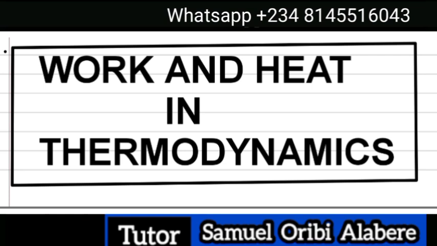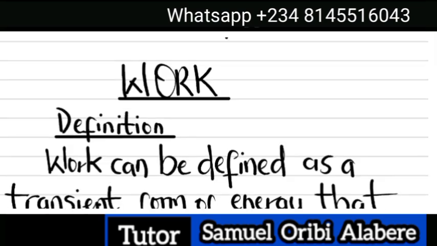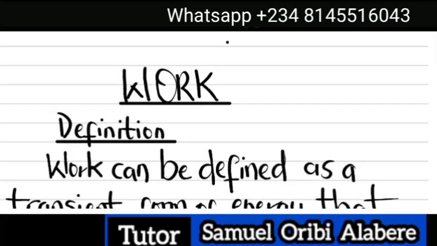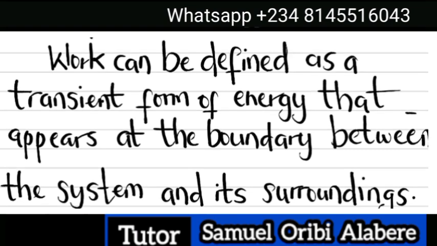What is work? Take down the definition of work. Work can be defined as a transient form of energy that appears at the boundary between the system and its surroundings. In other words, it's that energy that is located between a system and its surrounding or environment.